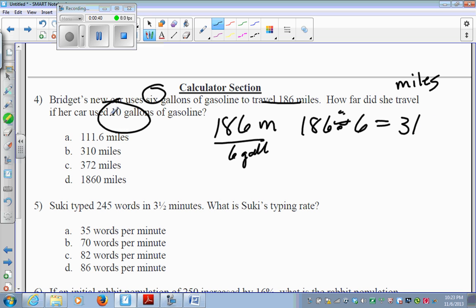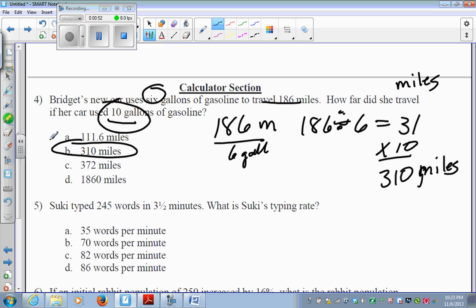So to figure out how many miles she can drive on 10 gallons, take the 31, multiply by 10. That means she can travel 310 miles. So your answer should have been B.